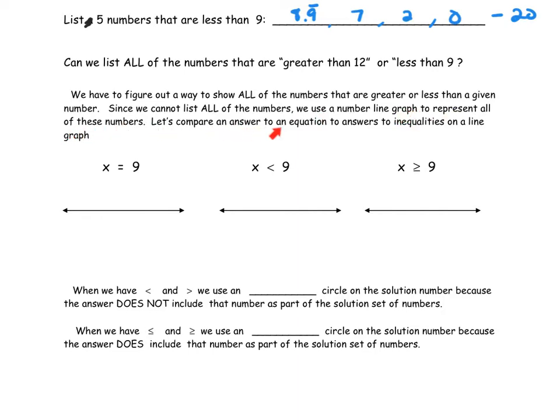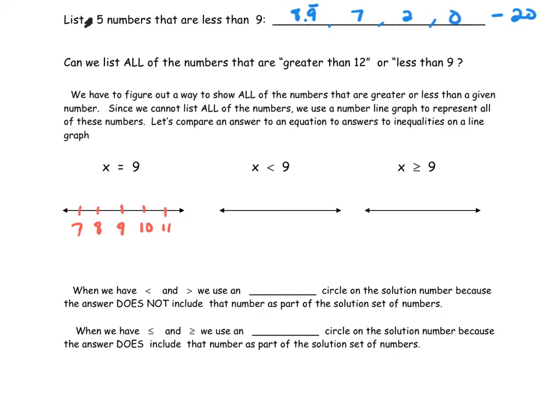Let's compare our answer to an equation to answers to inequalities on a line graph. When we build line graphs, which we're going to do in a minute, I start my number line with the number that is given. If I'm given an open number line, I start it there, then I put a couple numbers above and a couple numbers below as reference. Now, we don't have to start number lines always at 0, and some number lines don't increase in increments of 1 or a scale of 1. They might use a scale of 5, like 5, 10, 15, 20.